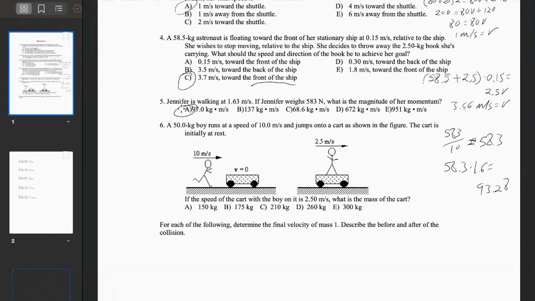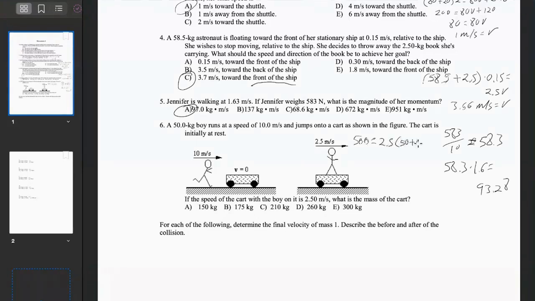Number 6, a 50 kilogram boy running at a speed of 10 meters per second jumps onto a cart as shown in the figure. The cart is initially at rest. So the momentum of the boy is going to be mass 50 times 10, which is his meters per second, his velocity. So his momentum is 500. The momentum of the cart is 0.